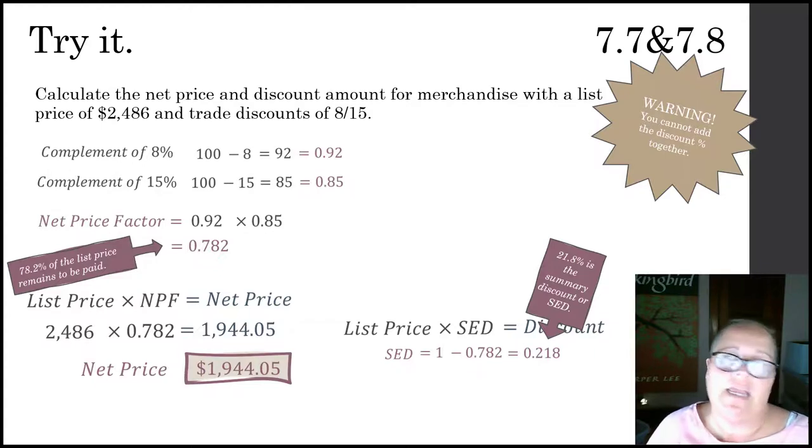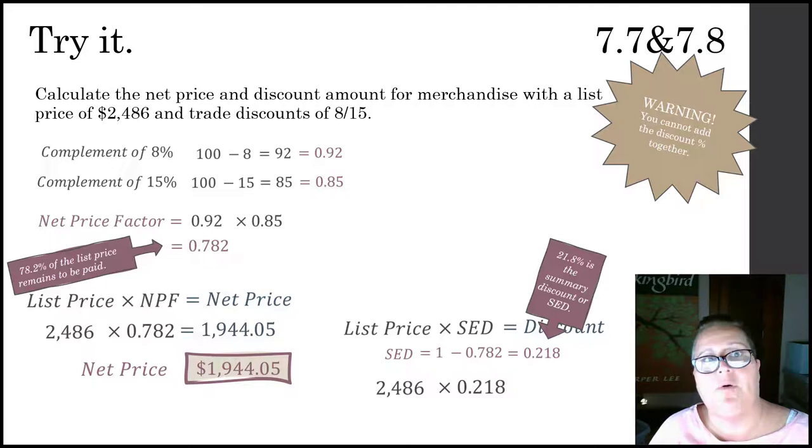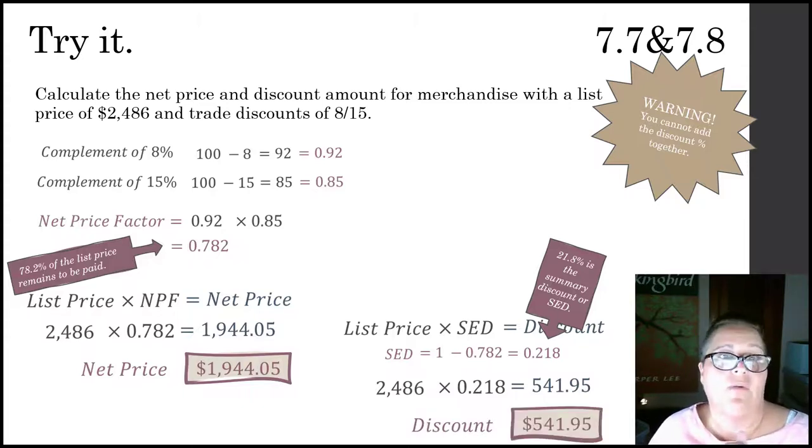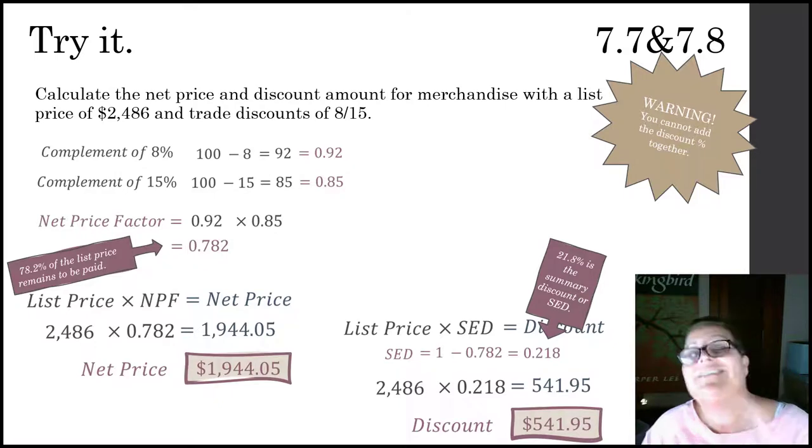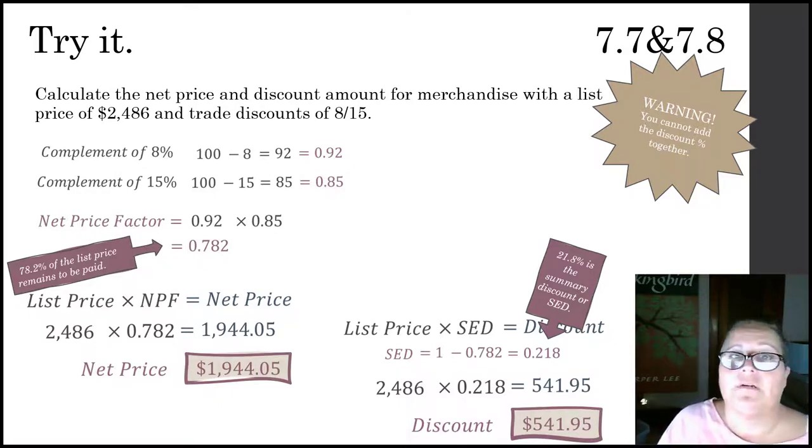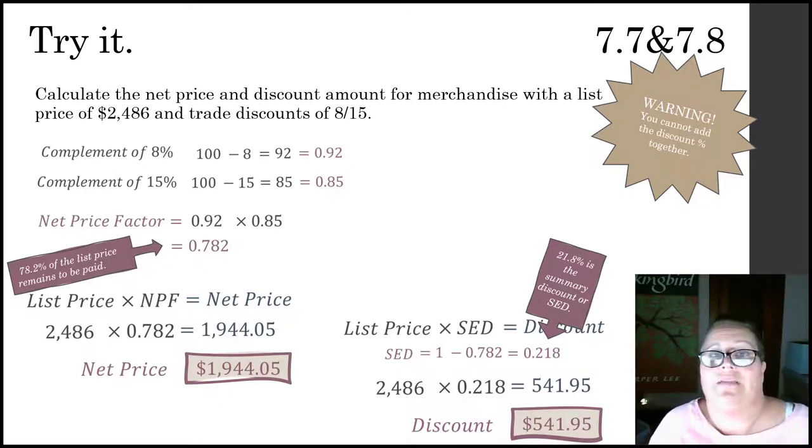So I can take the 2,486 and multiply that by 0.218 to get $541.95, which gives us a discount of $541.95. This is the same number I got before. There's just 2 different ways to do this problem, and I'm fine with whichever way you prefer.